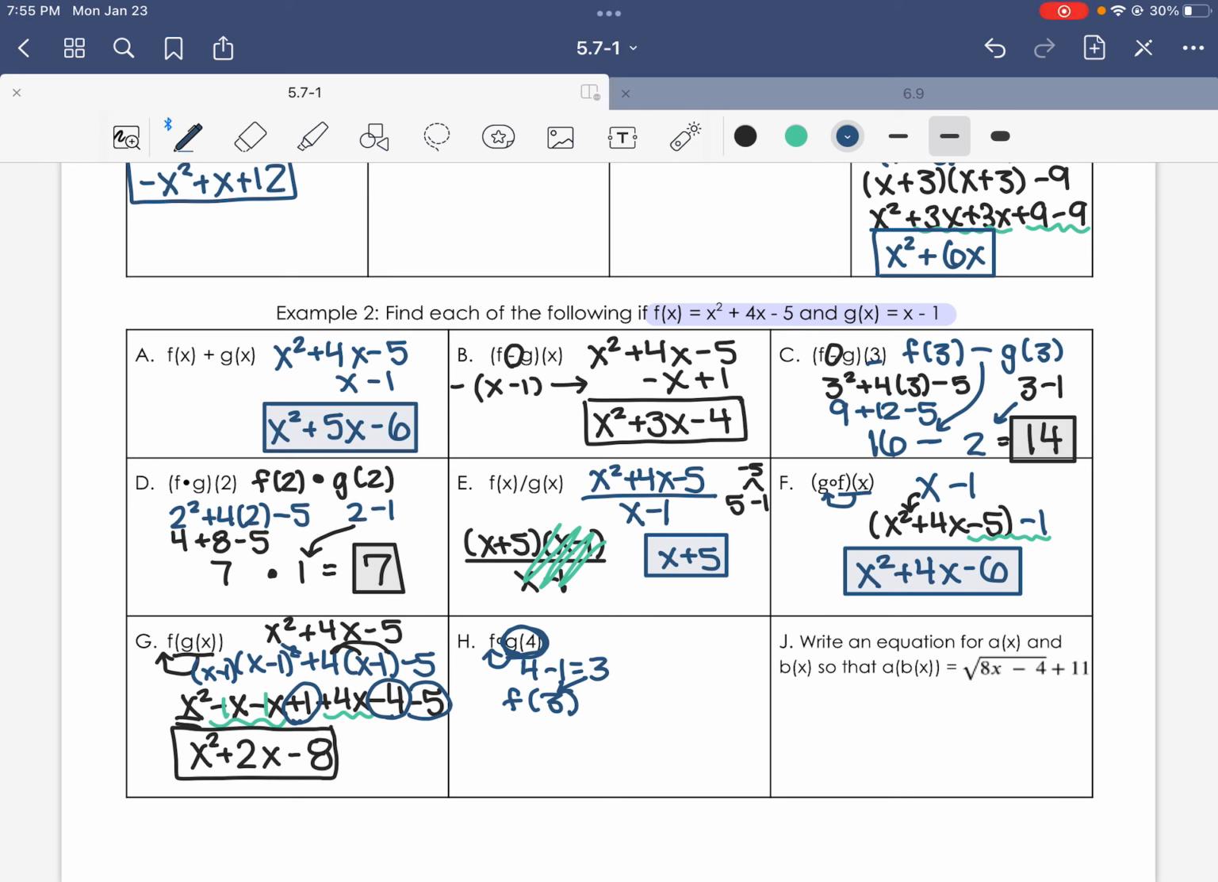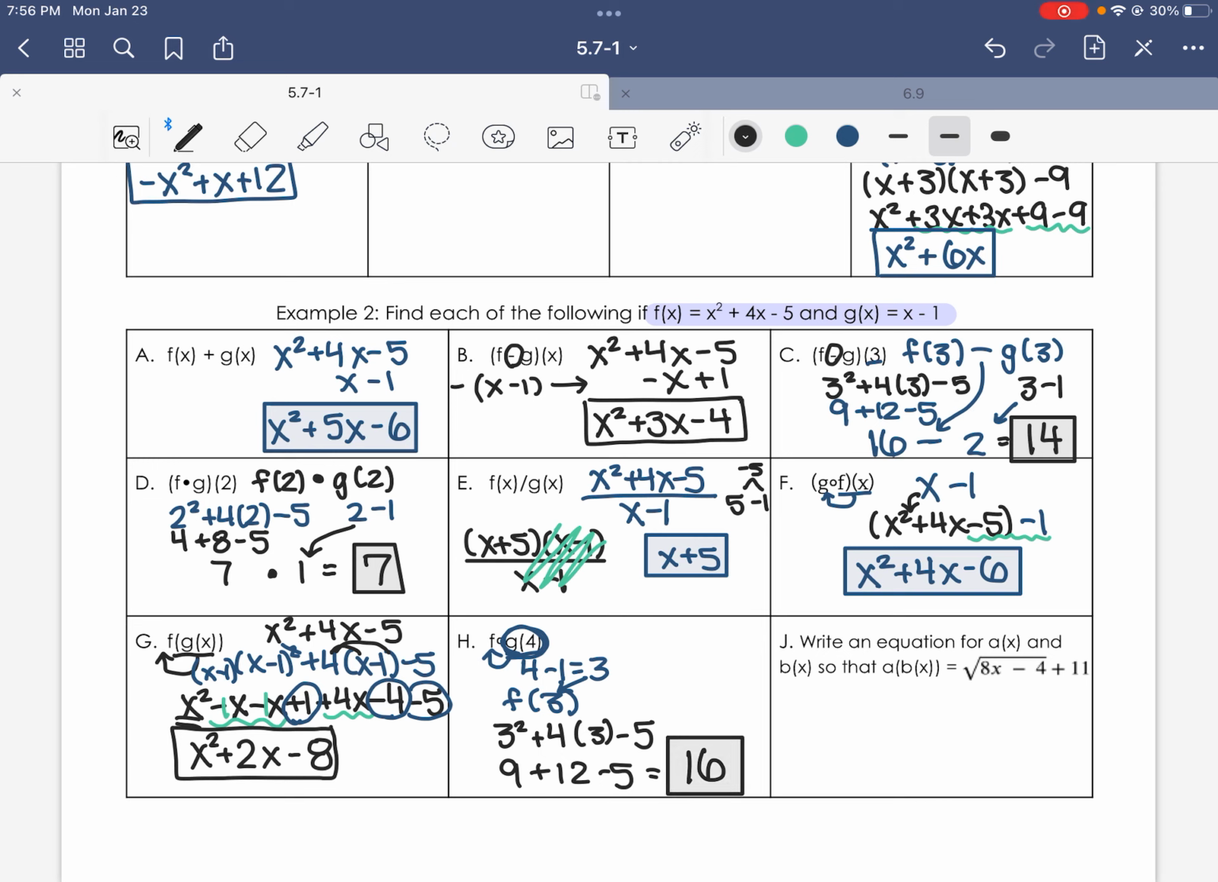And since g of 4 is 3, now you're just finding f of 3, which is 3 squared plus 4 times 3, minus 5, or 9 plus 12 minus 5. This should sound familiar because we actually did it right here earlier. It's 16 is my answer. And there you have it.